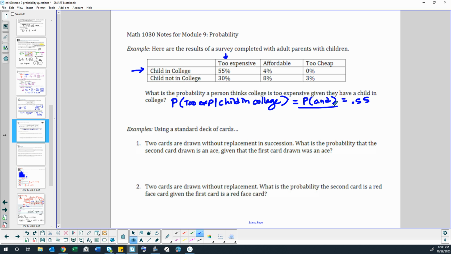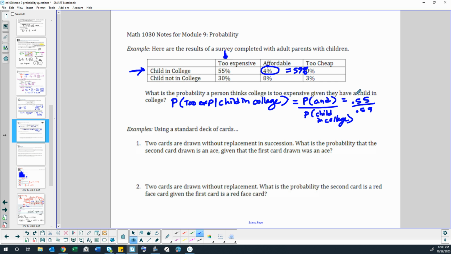Then we're going to divide by the probability of just having a child in college. So again, that would be this second row. However, instead of it just being those who believe it's too expensive, it would also include this 4% who find it affordable. So 55% plus 4% would be a total of 59% of parents surveyed that have a child in college. So we would divide that by 0.59.